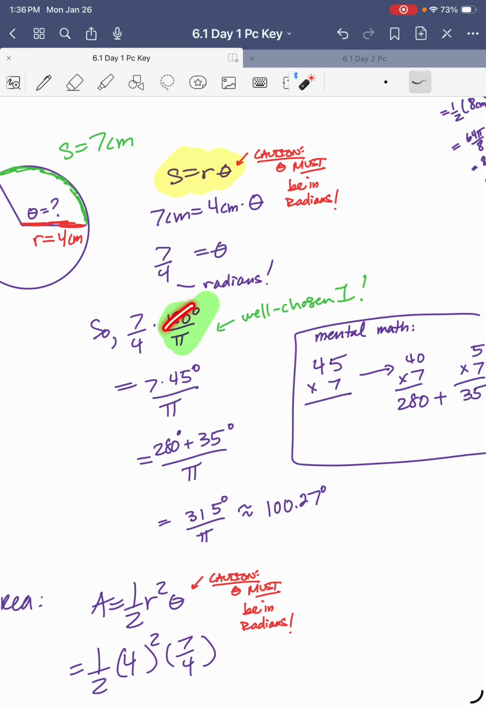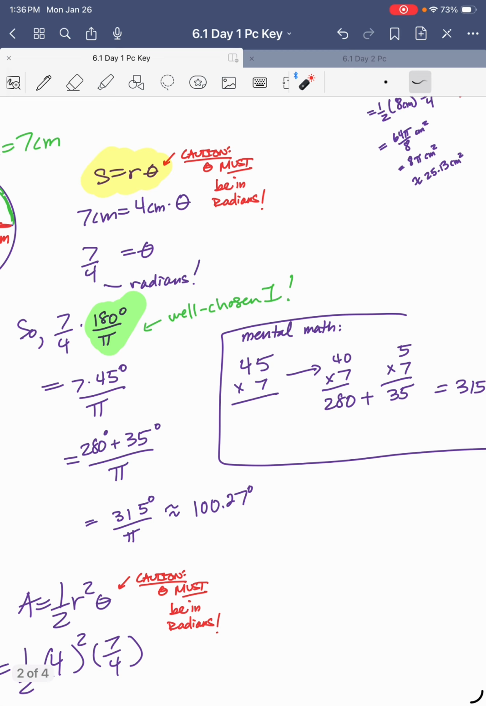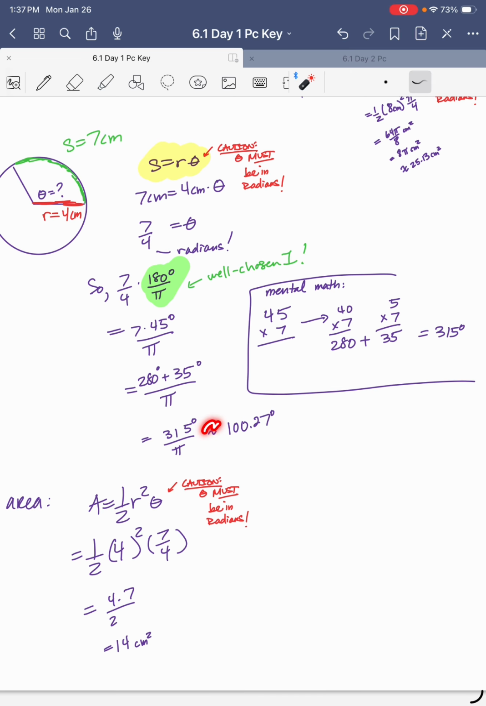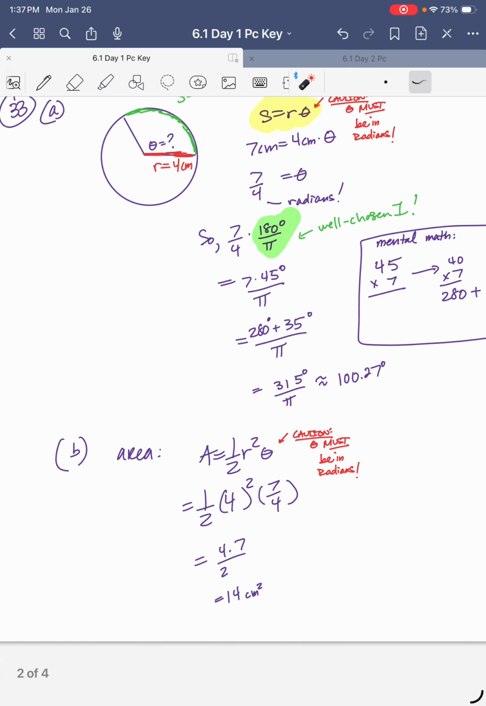Remember, this thing right here is just a well-chosen 1. So from there, 180 divided by 4 is 45. And then to do a little mental math, I thought this was a great chance to practice that. 45 times 7 is just 40 times 7, which is 280, and 5 times 7, which is 35. So when we add them together, we should get 315. So 315 over pi is about 100.27 degrees. If you go to a decimal, you must put squiggly equals, because this decimal goes on forever.